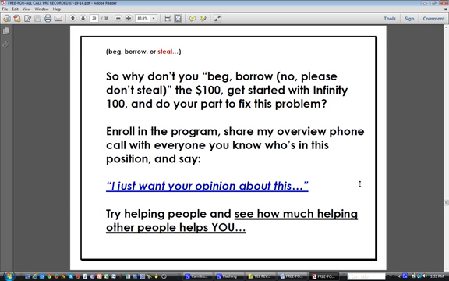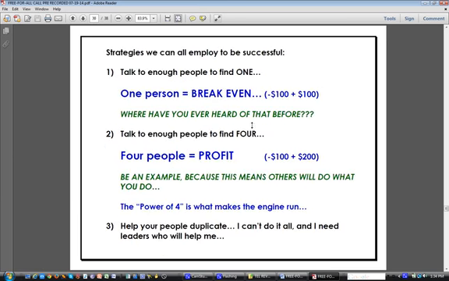Get started with Infinity 100 and do your part to fix this problem. Enroll in the program. Share my overview call with everyone you know who's in this position and say, I just want to get your opinion about this. Listen to this 12-minute call and just tell me what you think. So try helping people and see how much helping other people helps you.